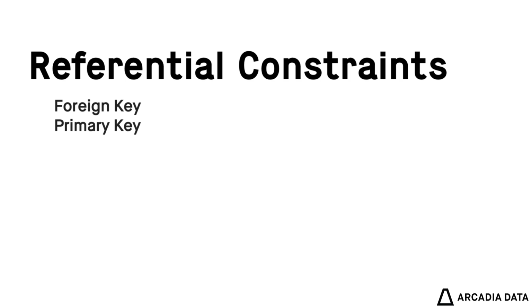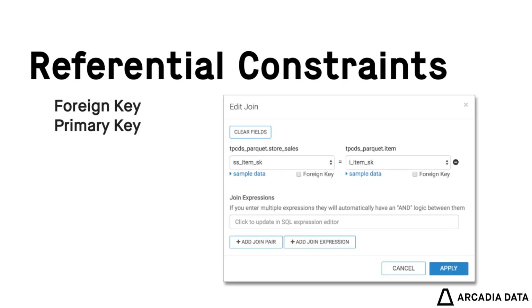In order to exploit eager aggregation, we have to define referential integrity constraints, or declare the foreign key primary key pair. Let's go back to the dataset join modeling screen, where you will see foreign key boxes on each side of the join.